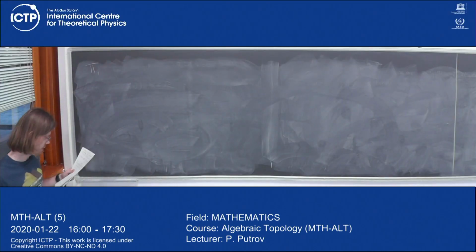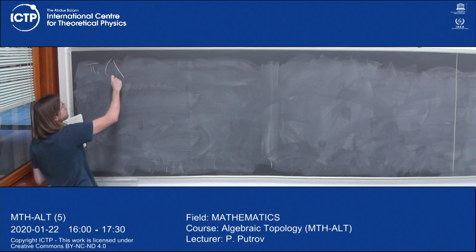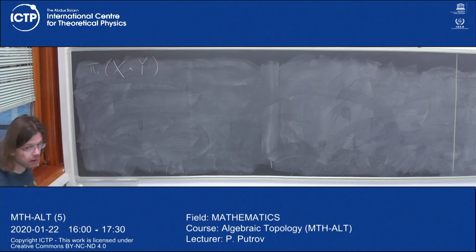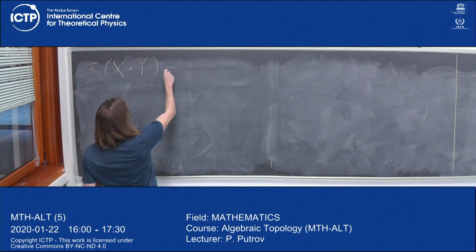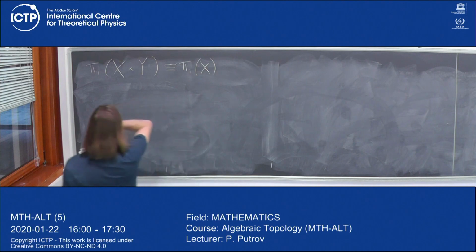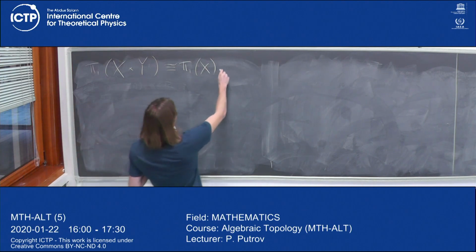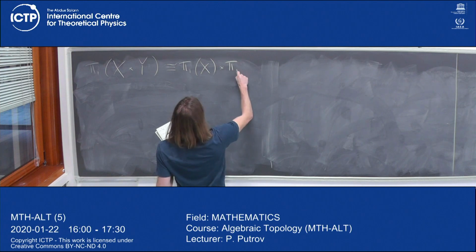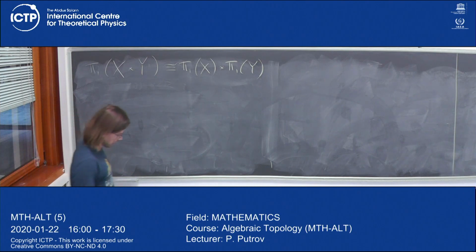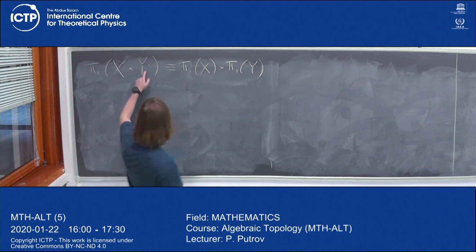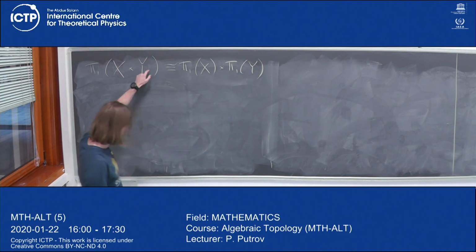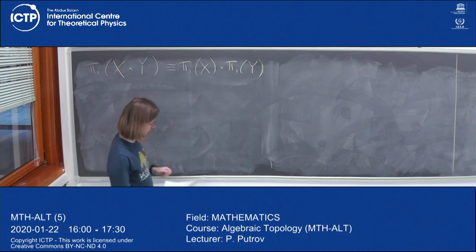Okay, last time we finished by proving the following statement about fundamental groups. So X and Y are a pair of path connected topological spaces, and we showed that there is a canonical isomorphism of the fundamental group of a product to a product of fundamental groups. Of course, we can choose some particular fixed base point here, and the corresponding base point will be a pair of those base points.